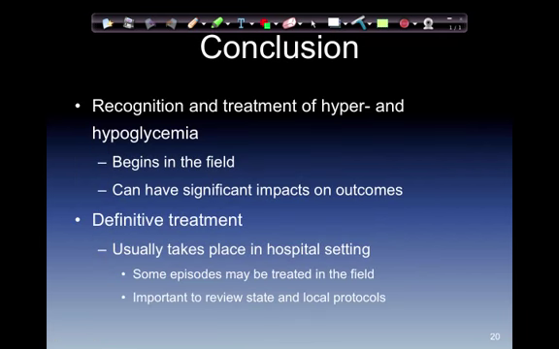In conclusion, recognition and treatment of hyper- and hypoglycemia begins in the field, and it can have significant impacts on outcomes. Definitive treatment usually takes place in the hospital setting. Some episodes may be treated in the field. It's important to review your state and local protocols in this manner.